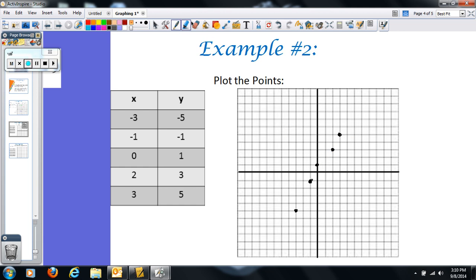Okay, so these would be my points. This is 3, 5. This one is 2, 3, 0, 1, negative 1, negative 1, and then negative 3 and negative 5. And there's your points. That's all there is to this, guys. It's very, very easy.